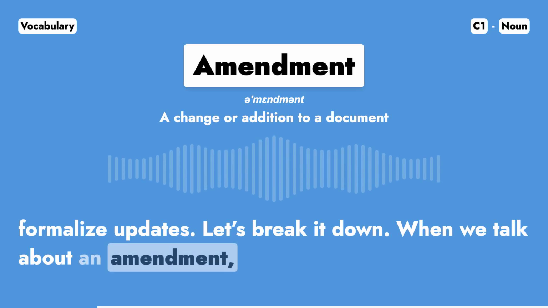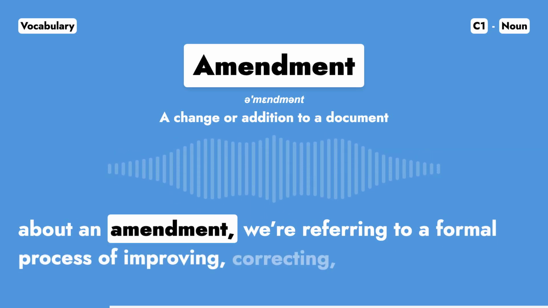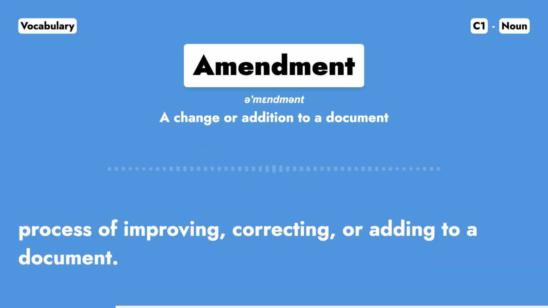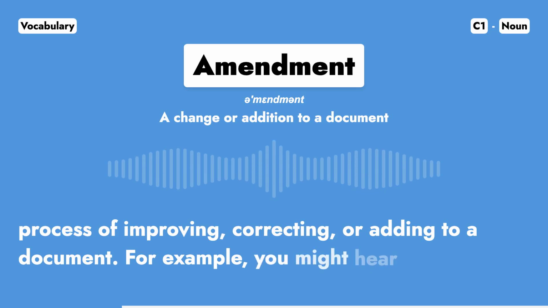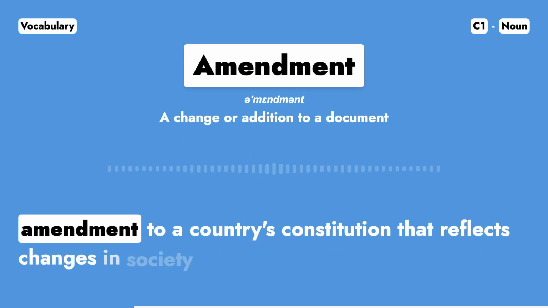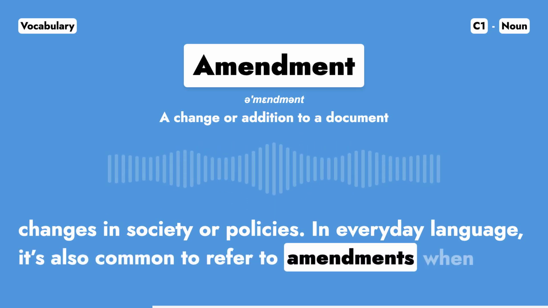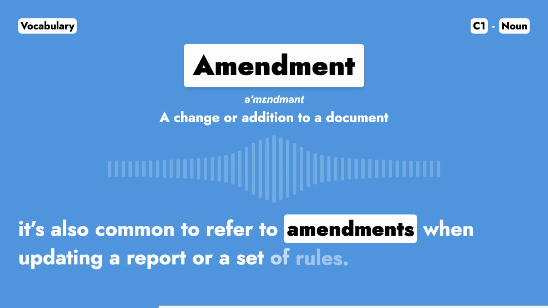When we talk about an amendment, we're referring to a formal process of improving, correcting, or adding to a document. For example, you might hear about an amendment to a country's constitution that reflects changes in society or policies. In everyday language, it's also common to refer to amendments when updating a report or a set of rules.